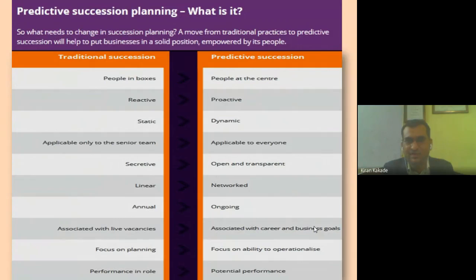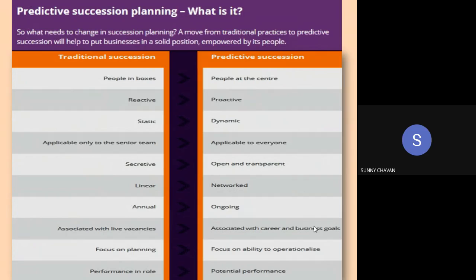It's better if you read it. Okay, the differentiation between traditional succession and predictive succession. Can anybody read for me? Traditional succession. People in boxes. Reactive, static, applicable only to the senior team. Secretive, linear, annual, associated with live vacancies. Focus on planning, performance in role.